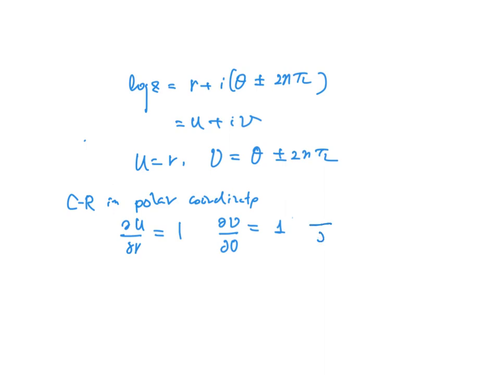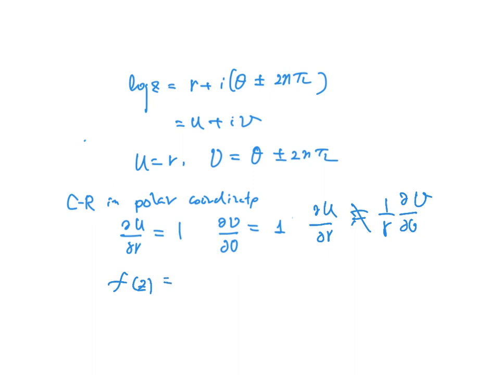So partial r, partial u, 1 over r, partial theta, partial v. It's not the same, right? So it's not differentiable in general.